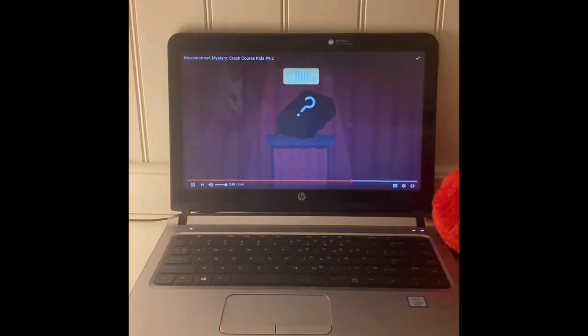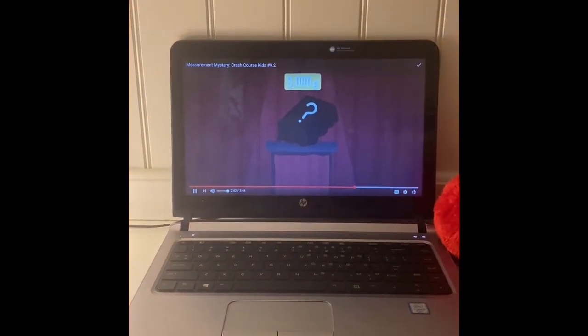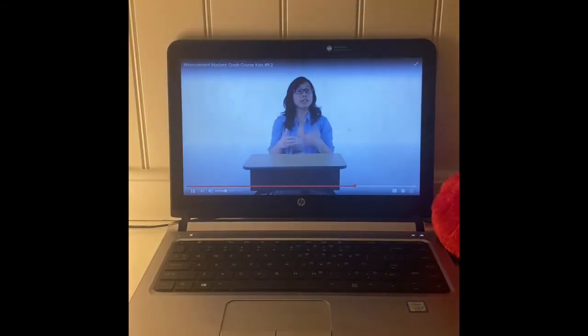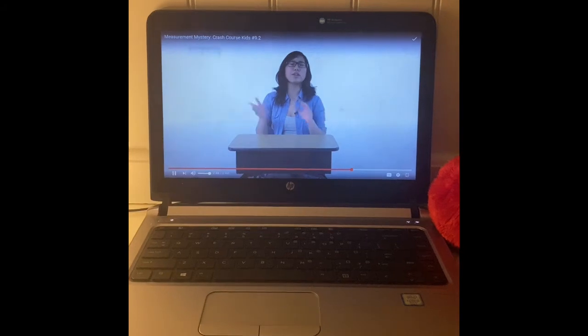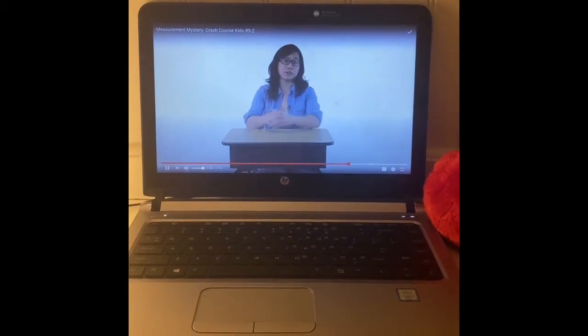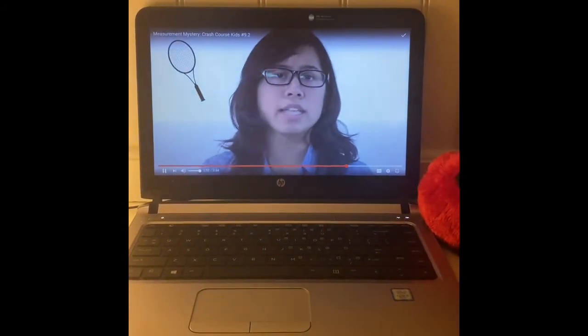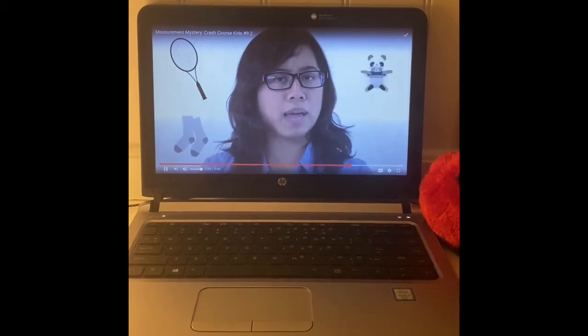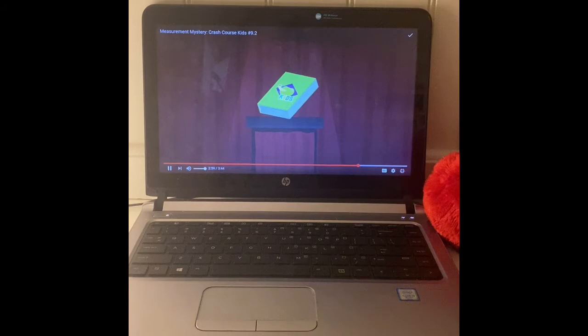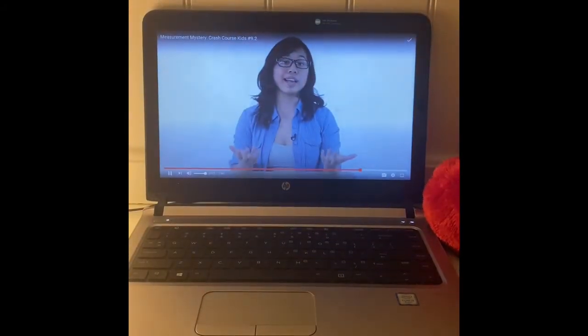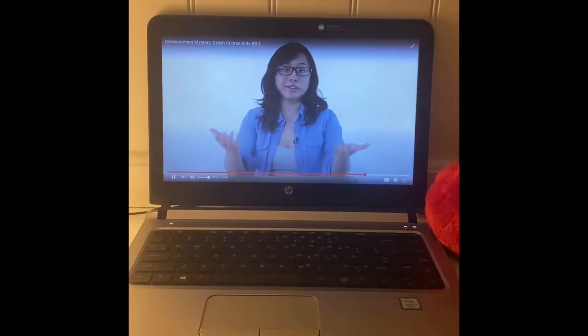Whatever this is, it's kind of heavy. It's almost 3,000 grams. So here we have an object that is pretty heavy, hard, smooth, and rectangular. Let's see, what other objects do I know of that fit that description? Tennis racket? Nope, it's not my socks or my stuffed panda, and we've already ruled out my tablet. Oh, I know, it's my science book. I was doing a little reading last night and put it on the floor before I turned the lights out.